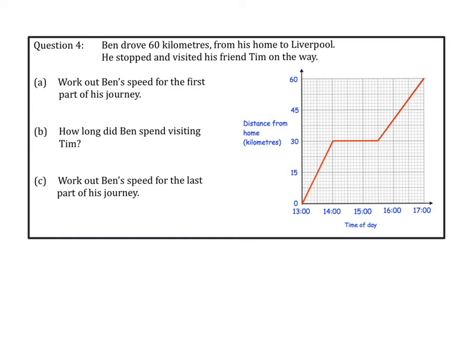So here's a distance time graph question. Let's just read the question to start with. Ben drove 60 kilometres, and I can see that on the graph, from his home to Liverpool. So 0 kilometres is his home. And then 60 kilometres is Liverpool.